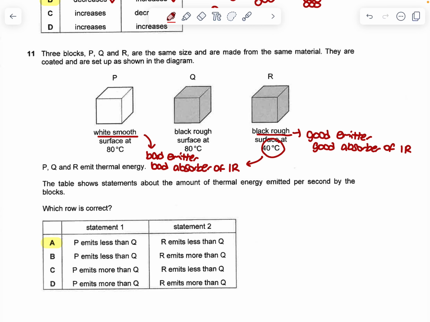So from here, we know that the worst is actually P, since it's white, followed by R, because R compared to Q has a lower surface temperature, and the best emitter is Q. So in this order. Statement 1: P less than Q, R less than Q.